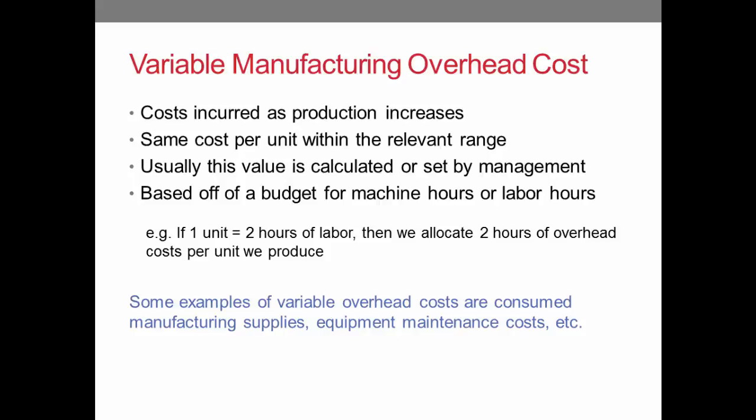So for example, if one unit takes 2 hours of labor to produce, then we would allocate 2 hours of this variable manufacturing overhead to every unit that we produce. And that's just to allocate or allow all units to absorb some of the overhead cost. Some examples of variable overhead costs are consumed manufacturing supplies and equipment maintenance costs.